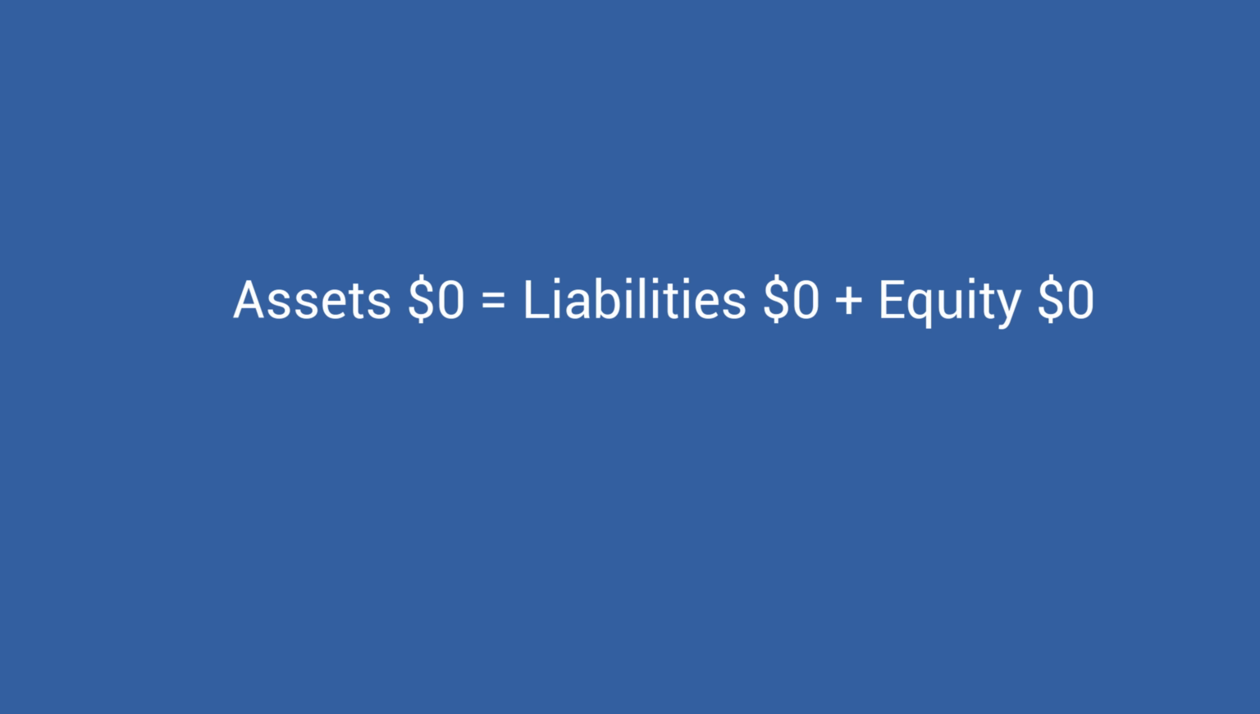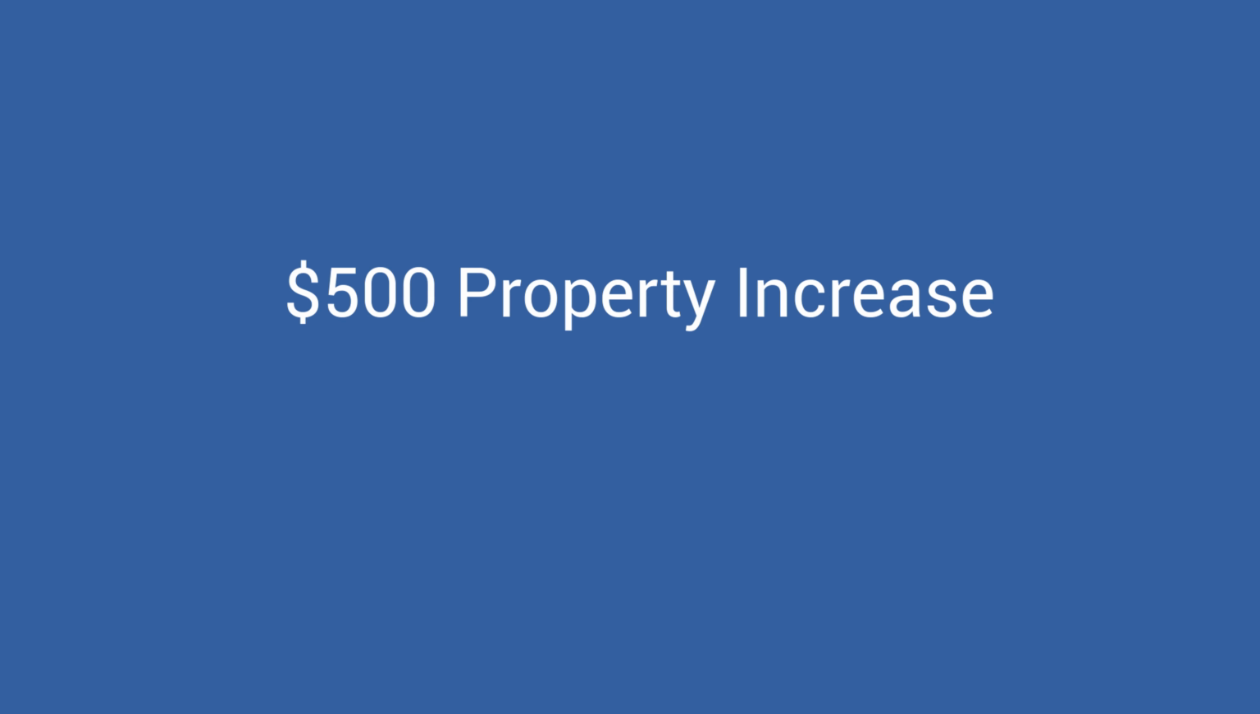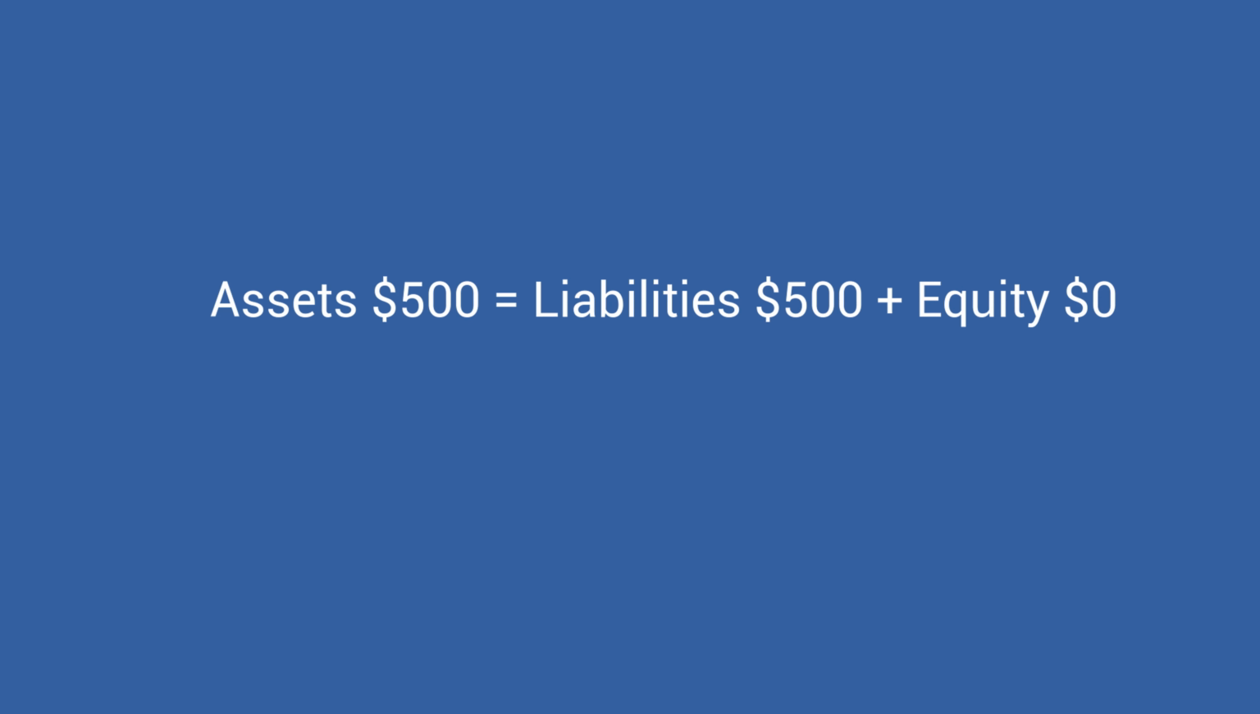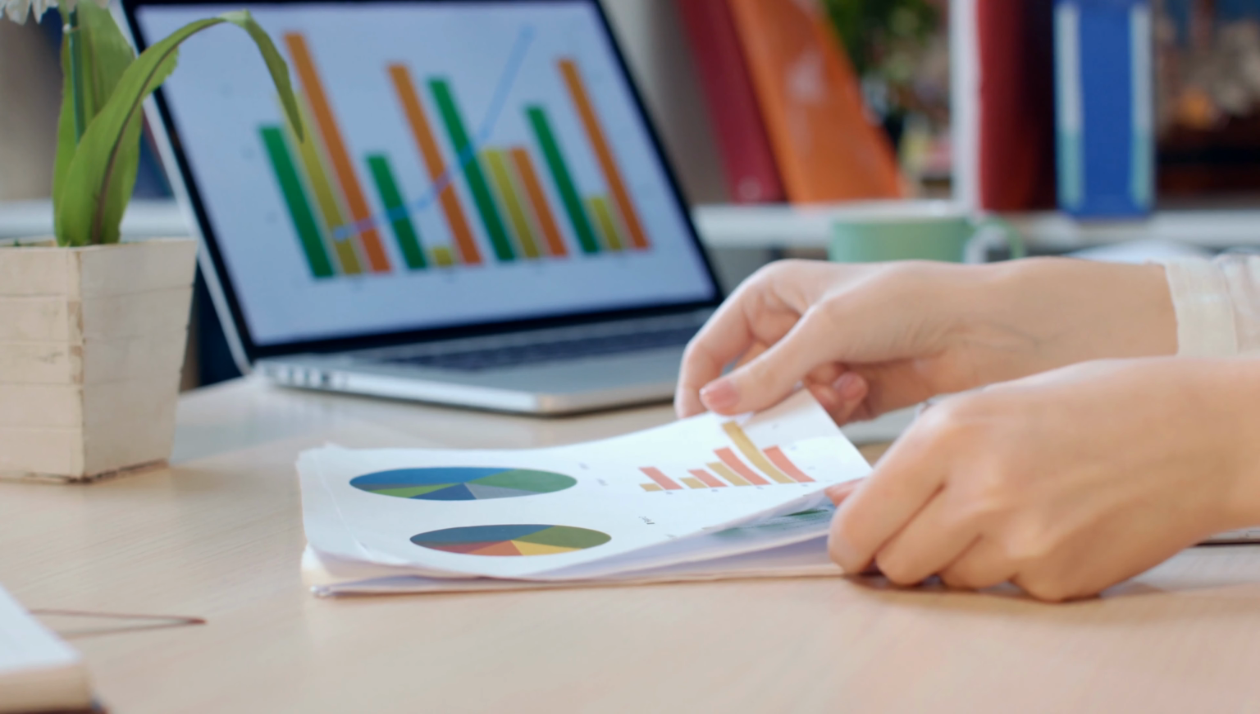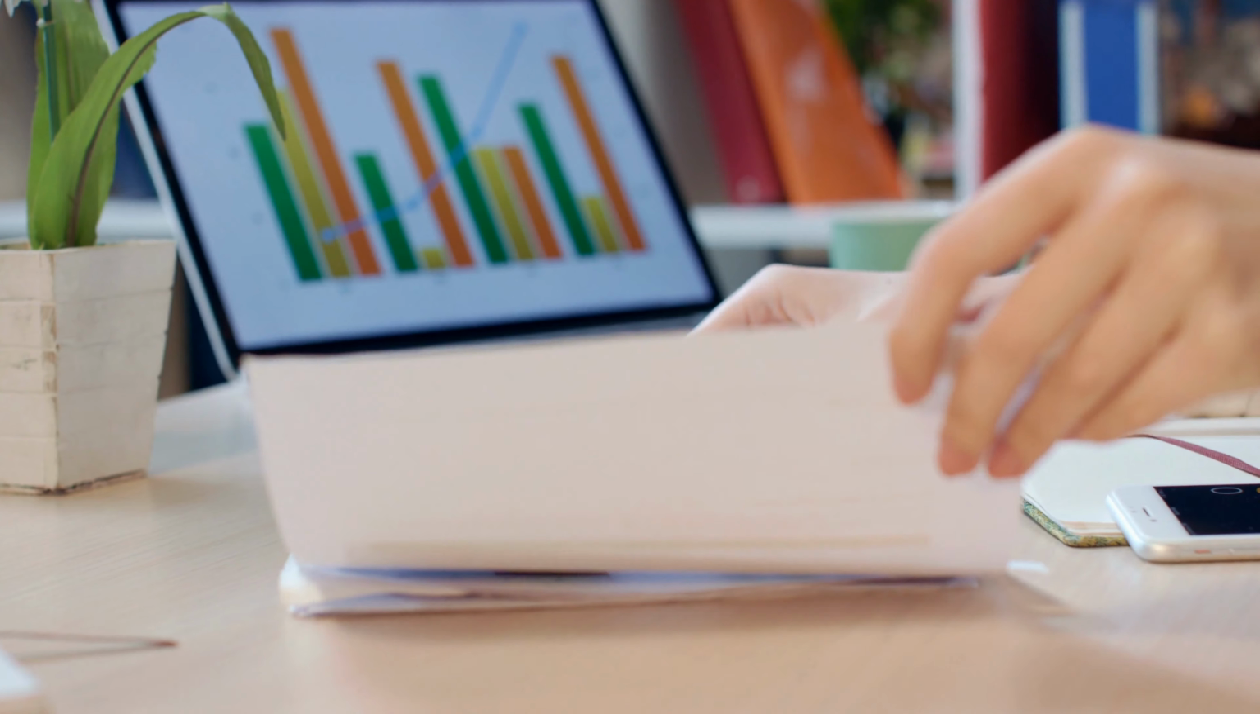However, if you purchase property with credit for $500, this would have an impact on assets and liabilities. Assets would increase by 500 and liabilities would increase by 500. But your equation remains balanced. So whatever you put into any of these categories, it has to equal out. You can't have only one side of this equation go up, or go up in an unbalanced amount. It just won't work.